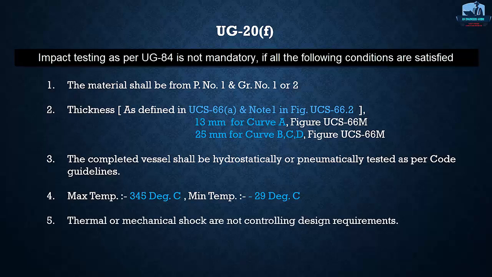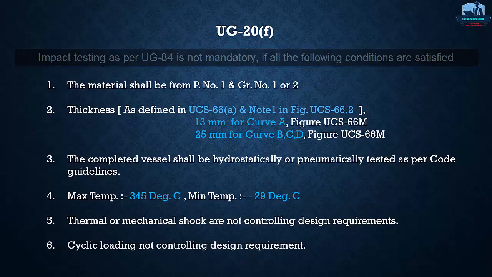Also, thermal and mechanical shocks shall not control the design requirement, and cyclic loading shall not control the design requirement. So guys, this is all about clause UG20F. I hope you got a clear idea about clause UG20F. Now let's think: what if we don't get exemption from impact testing by using UG20F?